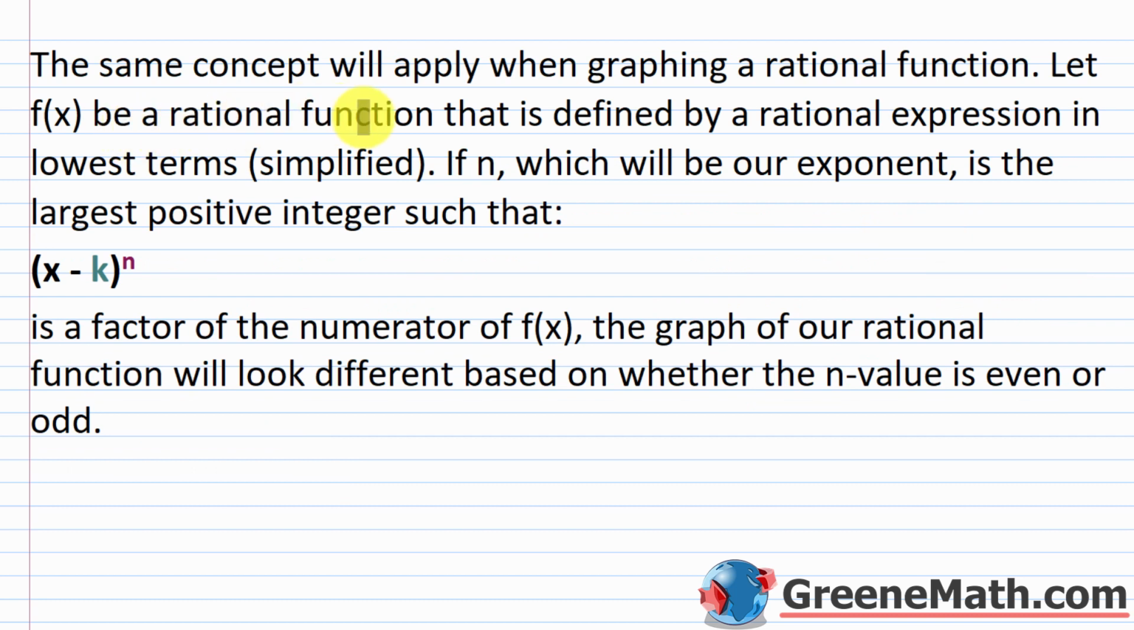So let f of x be a rational function that is defined by a rational expression in lowest terms, or again, we could say simplified. This means that we will not have a common factor that we can cancel between the numerator and denominator. So you won't have to worry about having a hole in the graph. If n, which will be our exponent, is the largest positive integer such that x minus k quantity raised to the power of n is a factor of the numerator of f of x, the graph of our rational function will look different based on whether the n value is even or odd.